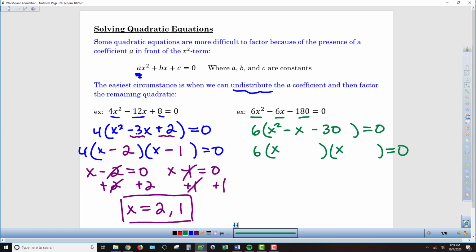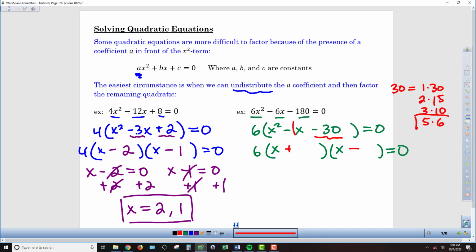I'm going to have x as the first piece in each set of parentheses. This time, though, we're multiplying to make a negative, so we're multiplying to make negative 30, but we have to add to make negative 1. So since we're multiplying to make a negative, we're going to have one positive and one negative here. And then we have to come up with all of the factor pairs that multiply to make 30. So we've got 1 times 30, we've got 2 times 15, we've got 3 times 10, and we've got 5 times 6. Now since one of these numbers is going to be positive and one's going to be negative, essentially we're looking for a pair where we have a difference of 1.